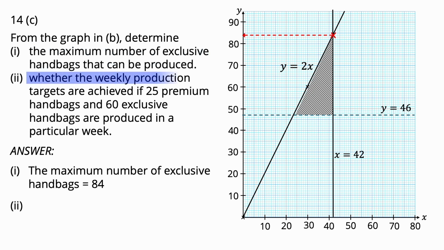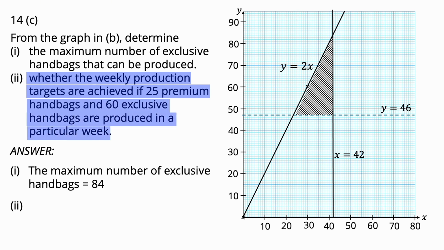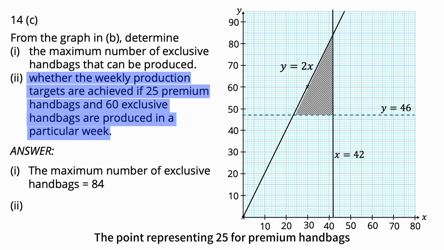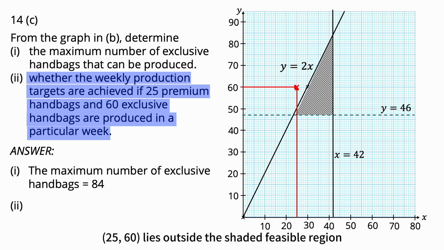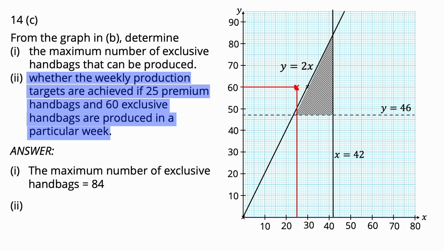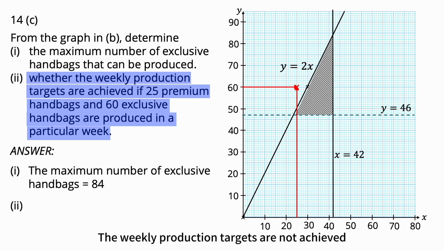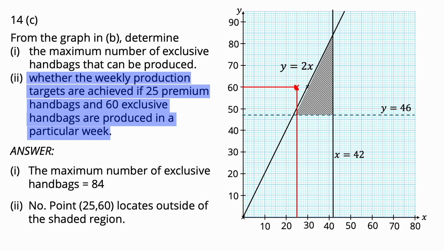2. Whether the weekly production targets are achieved if 25 premium handbags and 60 exclusive handbags are produced in a particular week. The point representing 25 for premium handbags and 60 for exclusive handbags, (25, 60), lies outside the shaded feasible region. The weekly production targets are not achieved because the point (25, 60) does not satisfy the system of inequalities. Therefore, the answer is no, because point (25, 60) is located outside of the shaded region.